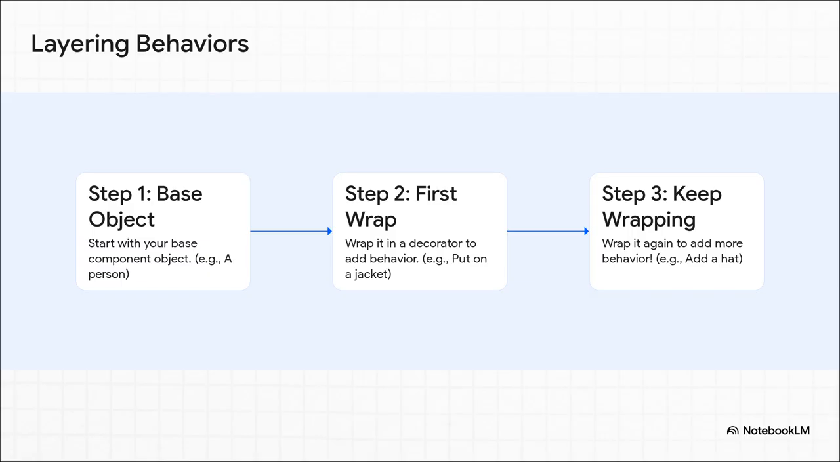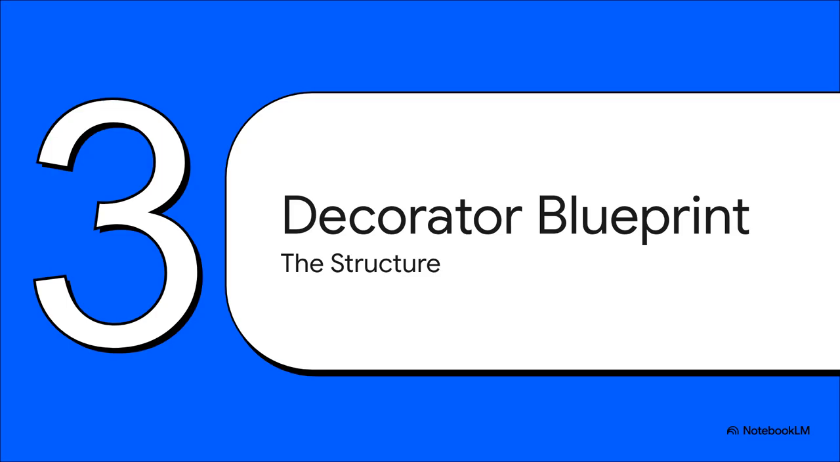You start with your base object, our person. Feeling a little chilly? You wrap that person in a jacket decorator. Now they have the warmth behavior. Need some sun protection? You wrap the person who's already wearing the jacket in a hat decorator. You can just keep layering on these wrappers or decorations as you need them. It's all dynamic.